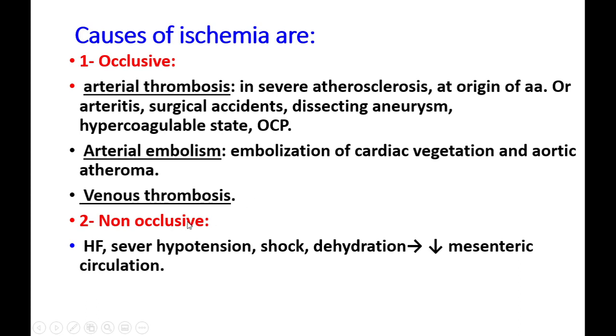Whereas the non-occlusive type of ischemia of the bowel results from heart failure, any cause of severe hypotension, where the blood supply will be severely lowered to the bowel loops, and shock, septic shock, hemorrhagic shock, dehydration. This will result in decreased mesenteric artery circulation, in which, in this severe state of hypotension, the blood will be delivered to the vital organs and result in mesenteric circulation insufficiency, decreased mesenteric circulation, and ischemia.